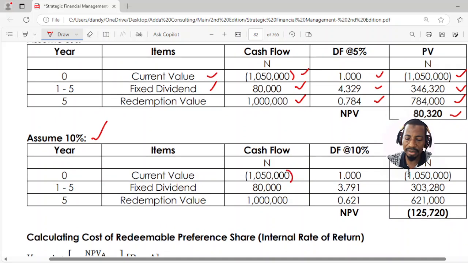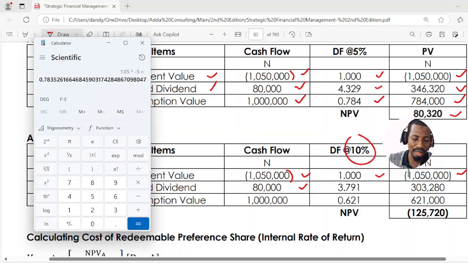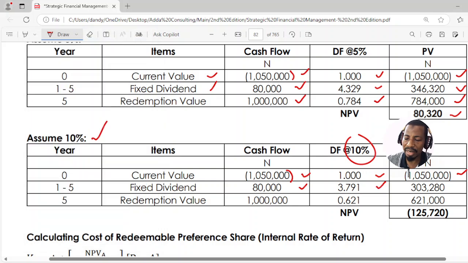In year 0, it is 1,050,000 present value. Our fixed dividend is still 80,000. Now that we're assuming a 10% discount rate, I need to calculate the annuity factor at 10%. Therefore, 1.1 raised to power 5 minus 1, divided by 0.1, equals 3.791. That's how we got this 3.791. Multiplied by 80,000, it gives us 303,280.